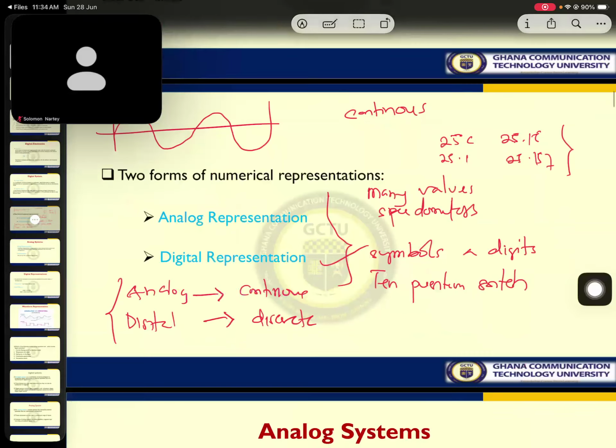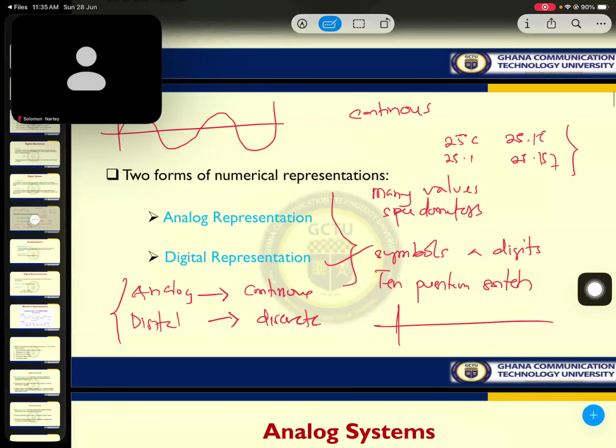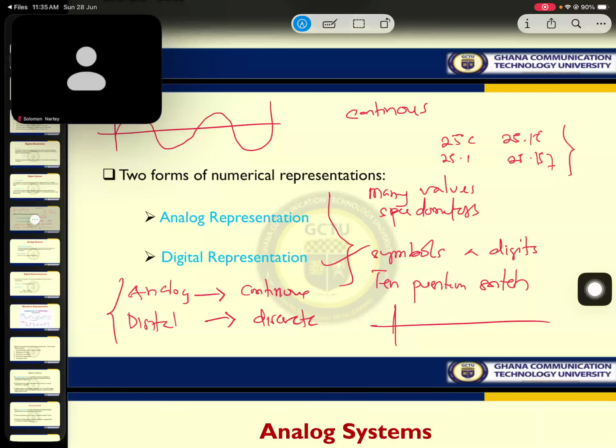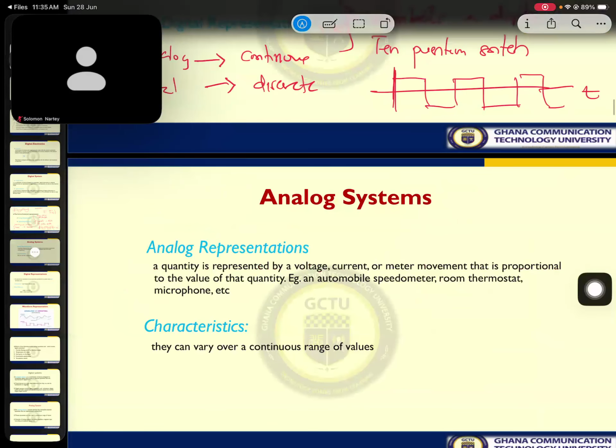And that of discrete or digital looks like this. Digital changes with time like that. Good. Now let's come to analog systems again.